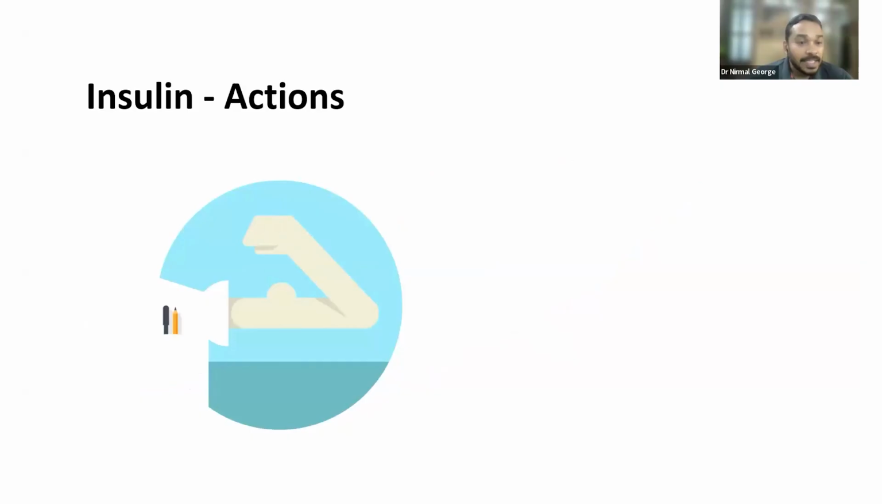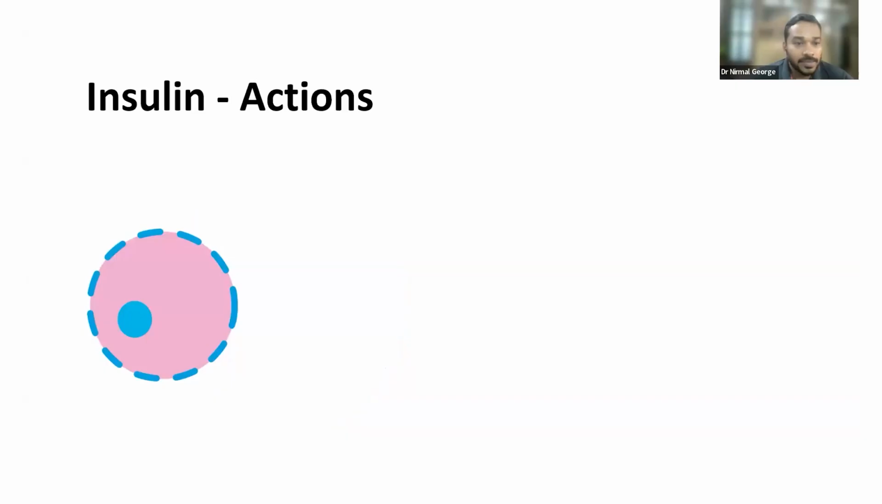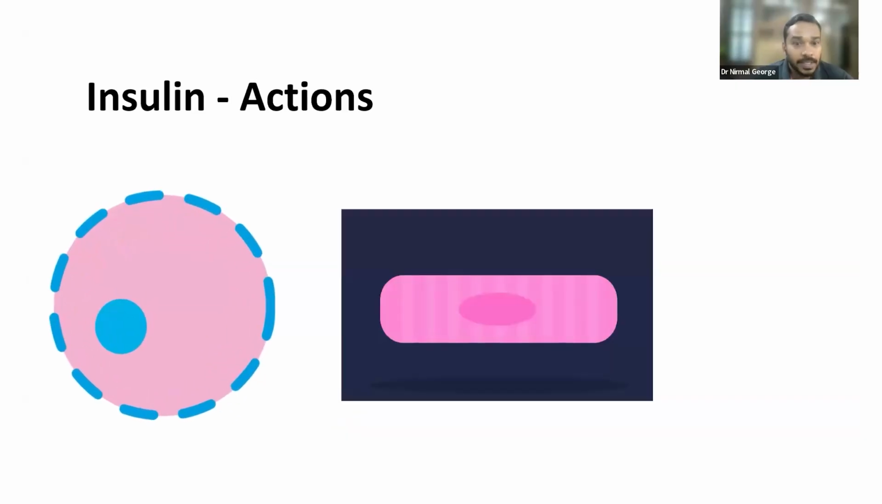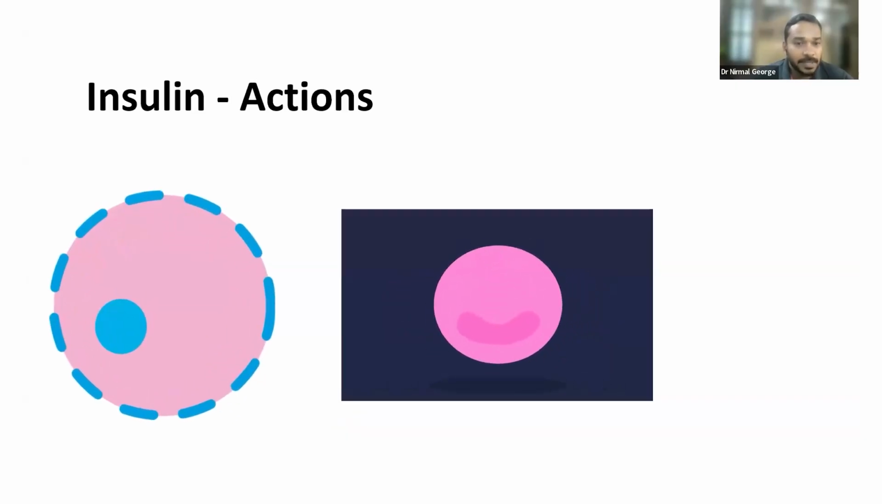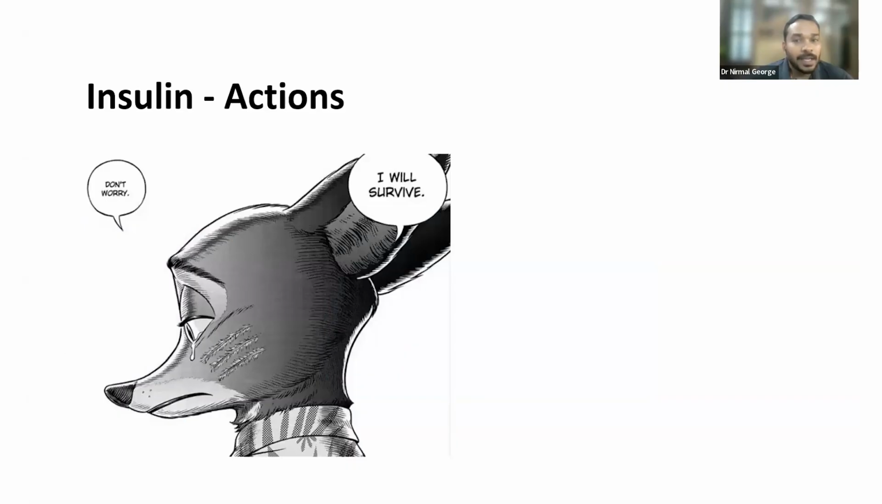In the skeletal muscles, insulin will stimulate the formation of proteins from amino acids. So it will increase muscle mass. And there are some other actions of insulin. It stimulates cell growth, it stimulates cell differentiation, and it also increases the survival of cells.